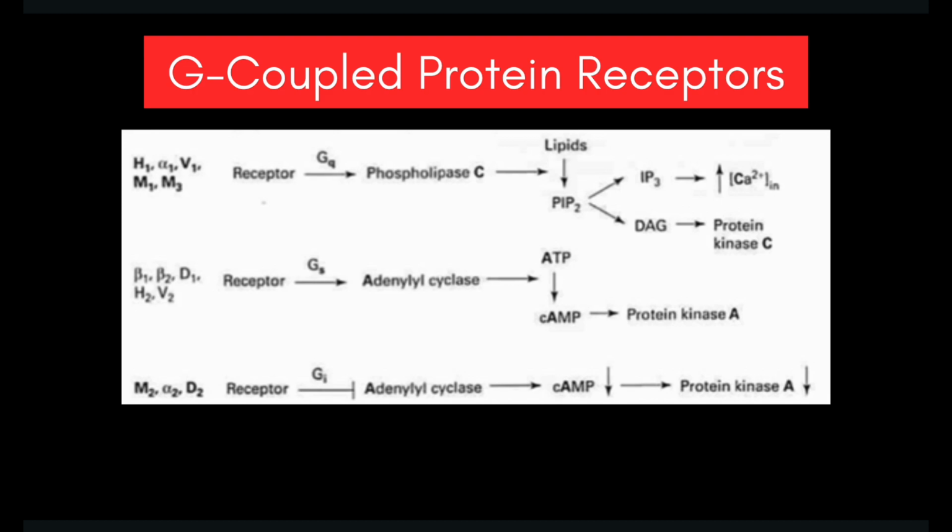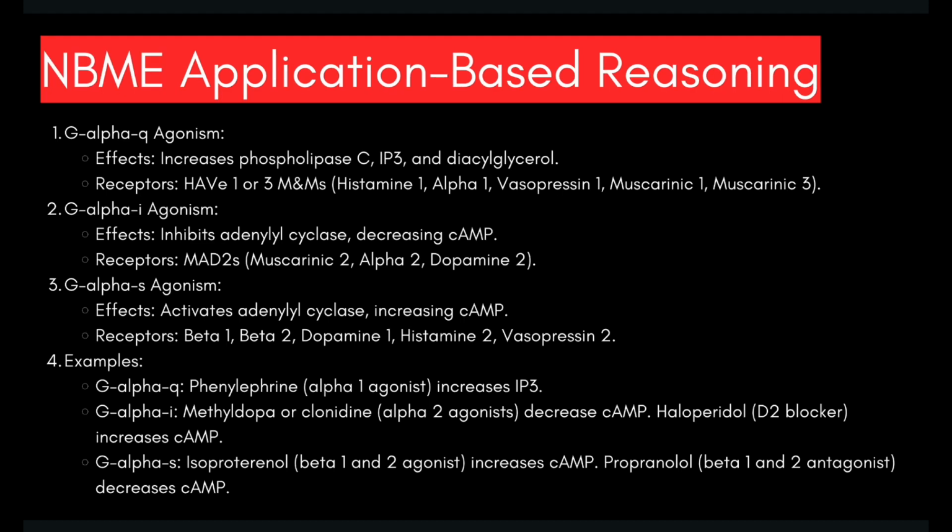So my tips for this section are to use mnemonics like HAV 1 or 3 M&Ms and MAD2S for GQ and GI receptors respectively, and then remember specific examples like phenylephrine, methyldopa, clonidine, isoproterenol, and propranolol to solidify your understanding. So I hope those examples helped. I have a nice summary slide here of everything I've said, so if you just want to write it down, rewrite it, understand it that way, feel free to do so.